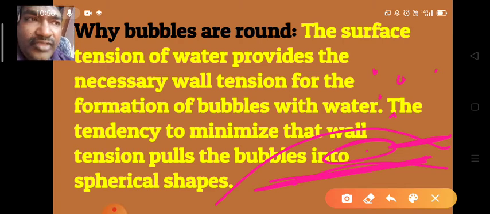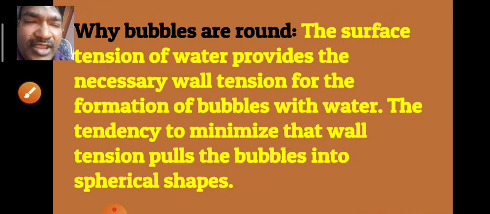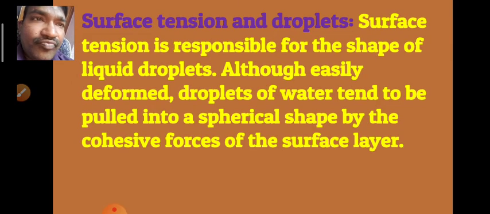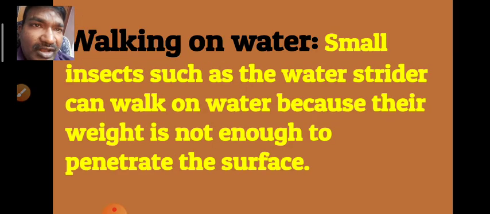Okay? So here one point we would remember is that liquid molecules or the liquids have a property to minimize their volume. As a result, liquids tend to have a spherical shape because spheres have less volume compared to the other geometrical structures, other shapes. Now look here, surface tension is responsible for the shape of the liquid droplets. Although easily formed, droplets of water tend to be pulled into spherical shape by the cohesive forces of the surface layer.